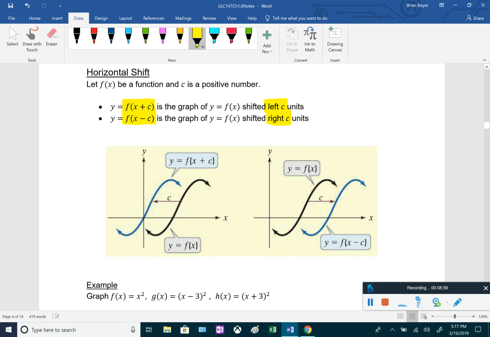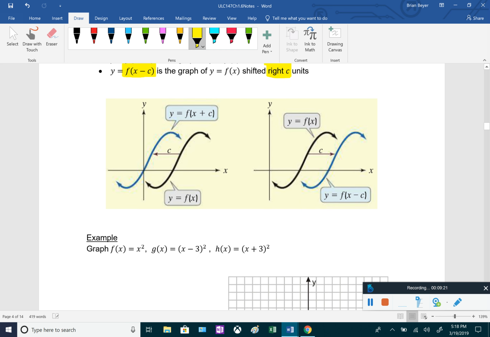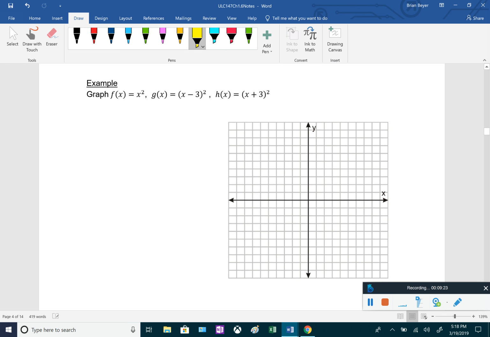You can see in this graph right here, if we're starting on the left with f of x, and then we transform it to f of x plus c, that moves it to the left. The shape stays the same, every point gets moved to the left. And then for the graph on the right, we start with f of x, and then we plot f of x minus c, that moves it to the right c units. Okay, let's see an example.